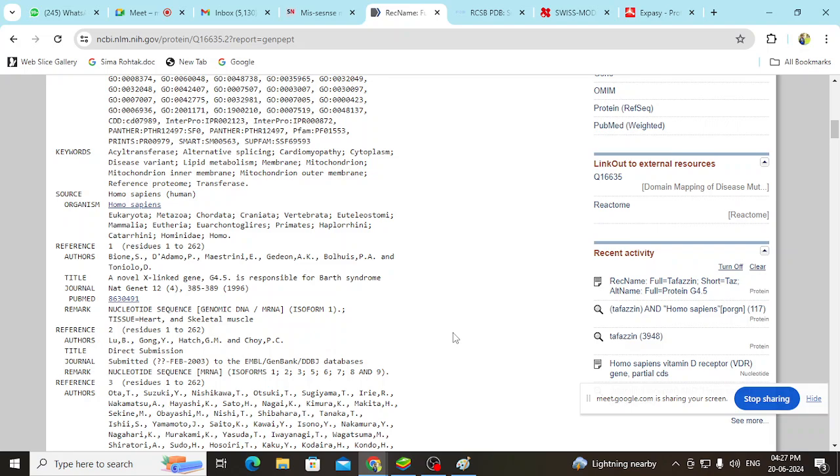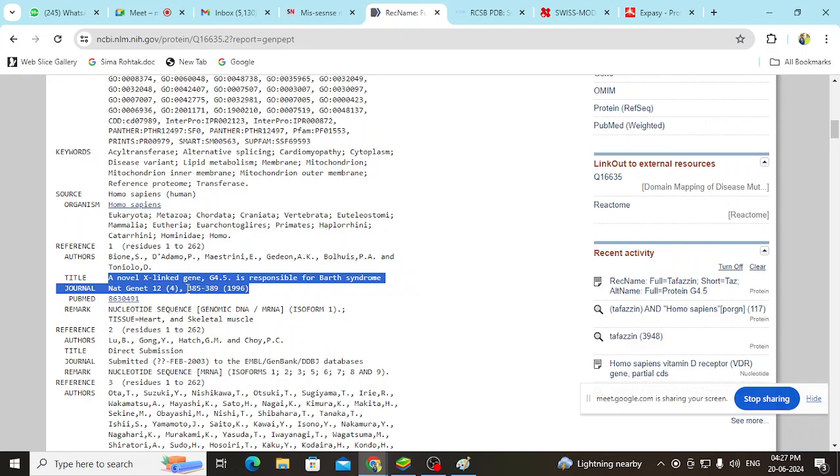It has also been published, I think. Yes, the study has been published in Nature Genetics. Nature is a very big research journal. If something appears in Nature, it is very impactful research. Here you see the research title: Novel X-linked gene G4.5 is responsible for Barth syndrome. This is a very important study. They might have used our study also.